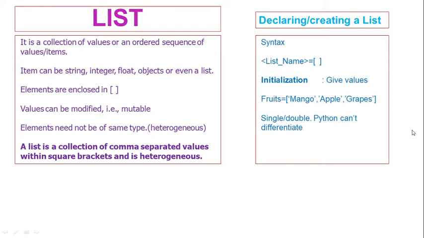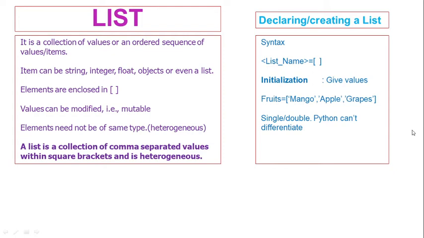It is an ordered sequence in the sense stored one by one after the other. The items or values can be string, integer, float or objects. Objects mean anything. Even a list can be a member of a list. Then these are enclosed in square brackets. Values can be modified, that is, mutable.